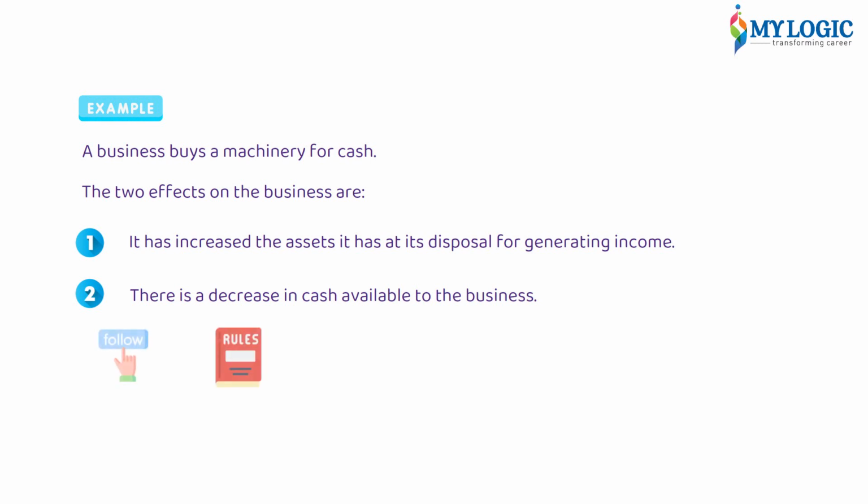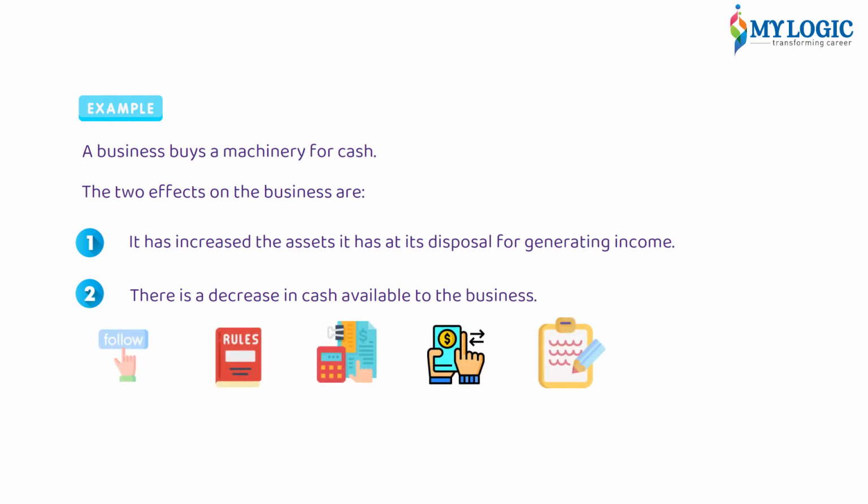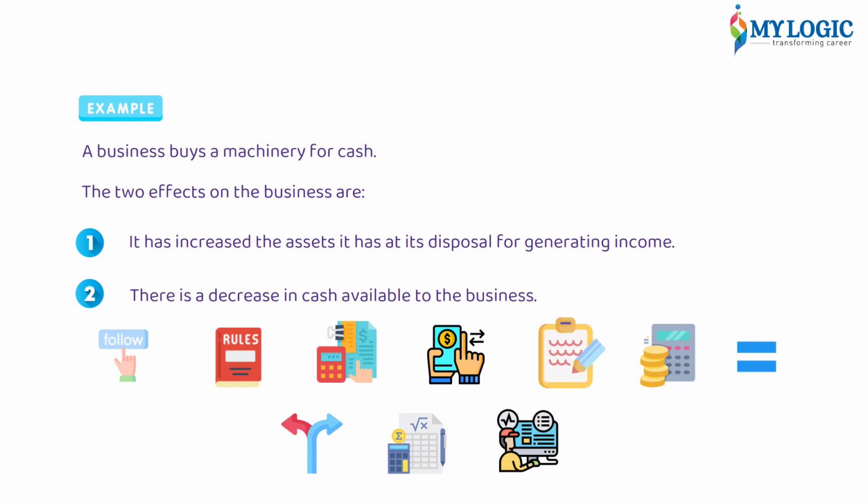To follow the rules of double entry bookkeeping, each time a transaction is recorded, both effects must be taken into account. These two effects are equal and opposite, and, as such, the accounting equation will always be maintained.